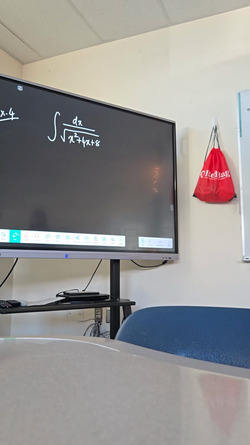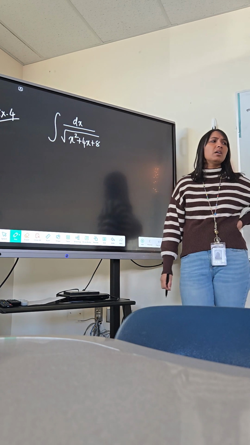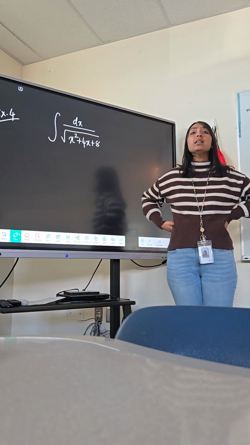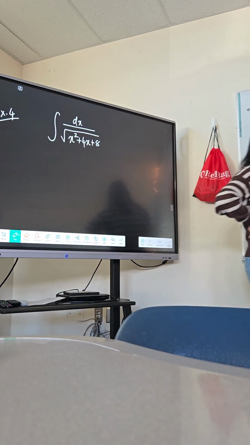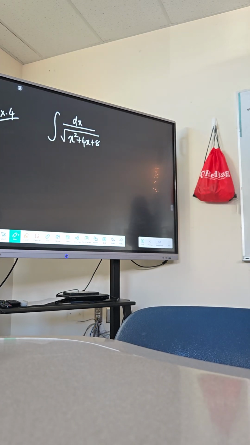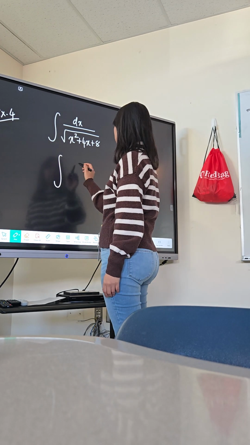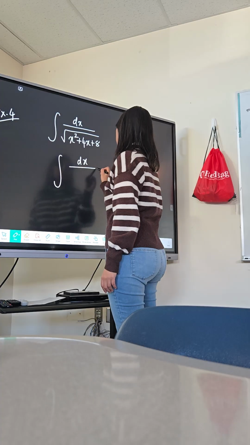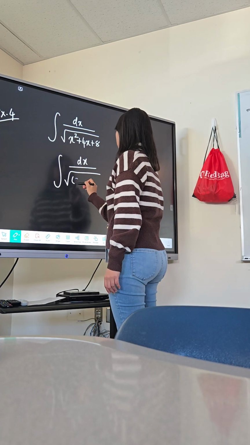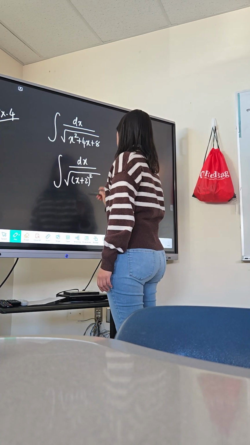Complete the square. Amazing. Read the directions. Why are we completing the square? Because completing the square will help us put this in this format, and also because the integrand involves a plus b plus c. Yep. So it's x plus 2 to the power of... Congratulations.